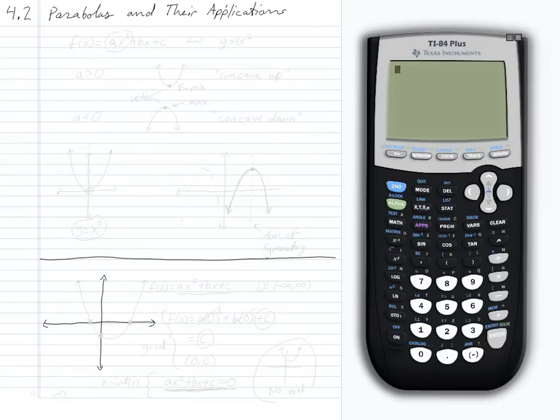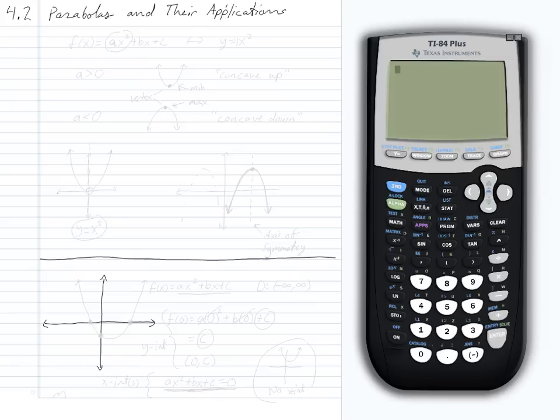Welcome to section 4.2. We'll be looking today at parabolas and their applications. In the previous section, we learned how to solve quadratic equations, and that's going to play a major role in what we do in this section. If you need a refresher, make sure to go back and watch that video on section 4.1. Look at the various techniques for solving quadratic equations and consult the notes for the procedures that are written out step by step. The notes for this section begin on page 54.